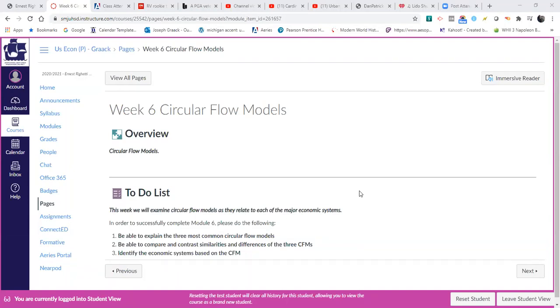All right, so as I said, this week we're going to take a look at circular flow models. And all circular flow models are graphic representations of the economic systems that we have. You want to be able to explain the 3 most common circular flow models as it relates to a command economy, mixed economy, and market economy. Compare and contrast the similarities and differences between those 3 circular flow models, and the biggest difference is going to be how much government is involved. And then be able to identify economic systems just by looking at a circular flow model. All right, and if you go ahead and click next, you'll be set, so I'll let you do that.